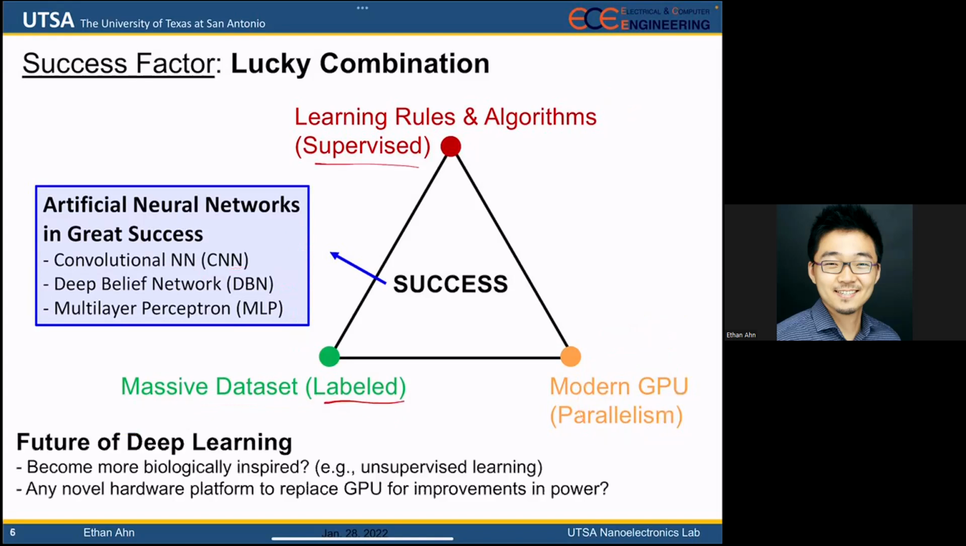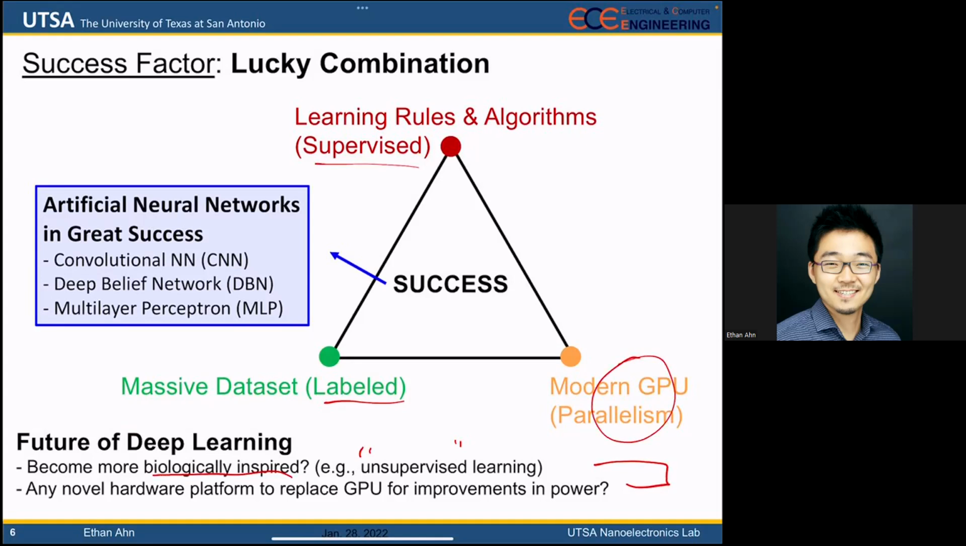Even though we have been pretty successful so far, researchers are still looking into the future of deep learning, especially in two different aspects. Number one is, can we become more biologically inspired? Humans can sometimes do unsupervised learning without labeled datasets, so to do that we need technology that is more biologically driven, biologically inspired.